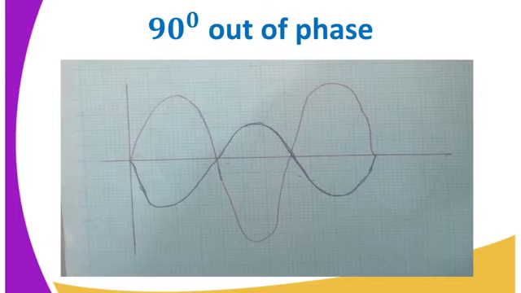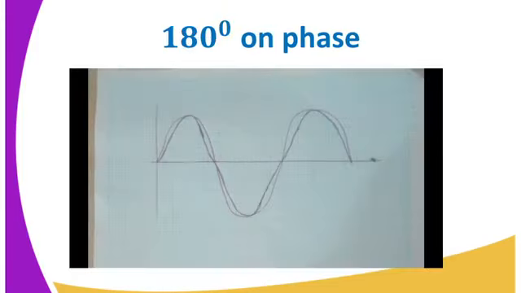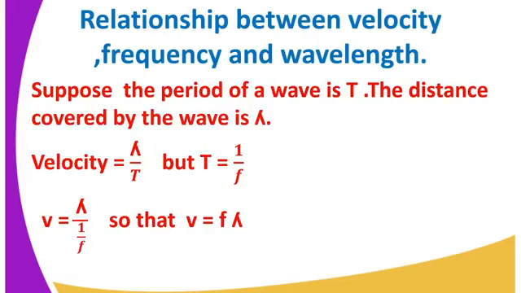After looking at the phase and phase difference of a wave, finally we shall look at the relationship between the velocity of a wave, the frequency of a wave, and the wavelength of a wave. I want us to look at the relationship between the velocity of a wave, the frequency of a wave, and the wavelength of a wave.